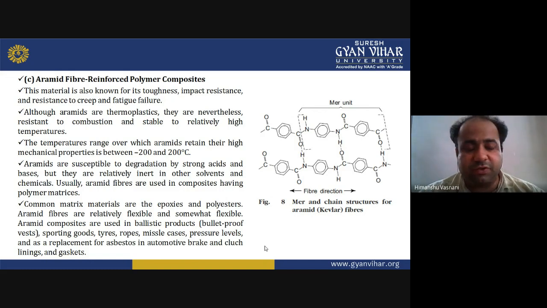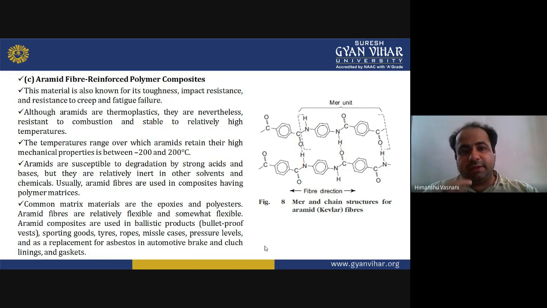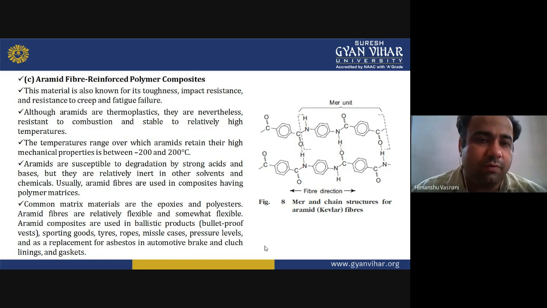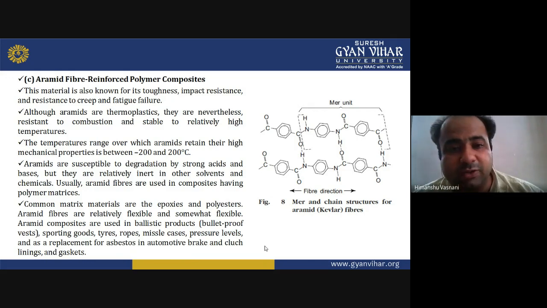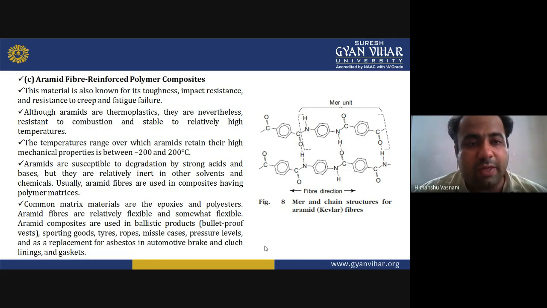These are some features. And these aramids are thermoplastics. They are nevertheless resistant to combustion and stable to relatively high temperatures. The temperature range over which aramids retain their high mechanical properties is between minus 200 to 200 degrees centigrade. Now, aramids are susceptible to degradation.